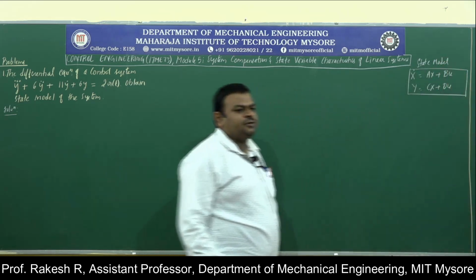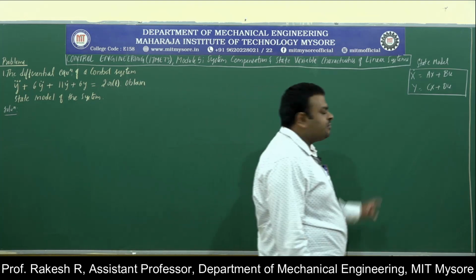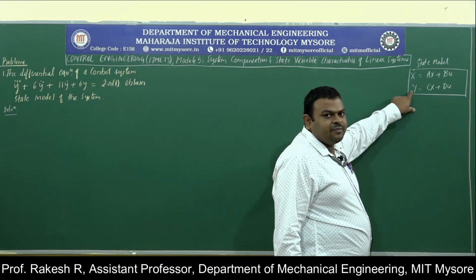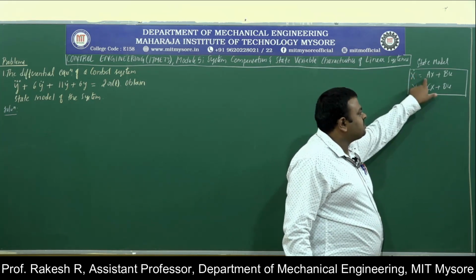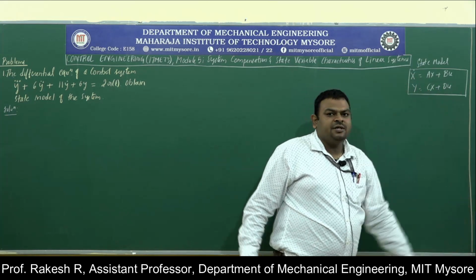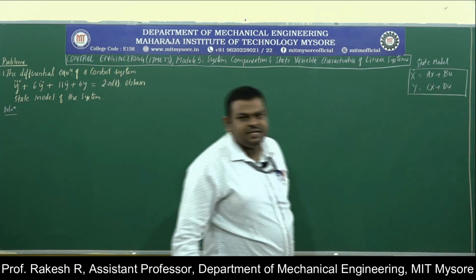Whenever we want to derive an expression for a state model, first we need to find out what the states of the system are and what the output of the system is. We need to express the state in terms of Ax plus Bu and the output in terms of Cx plus Du. And finally we have to calculate the matrices A, B and C, D.